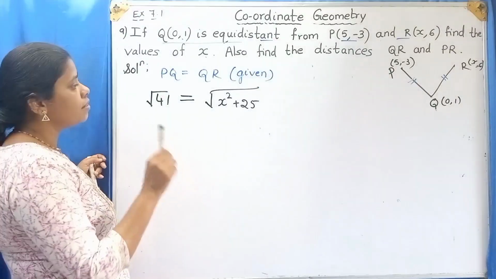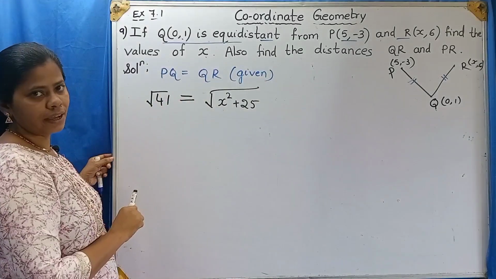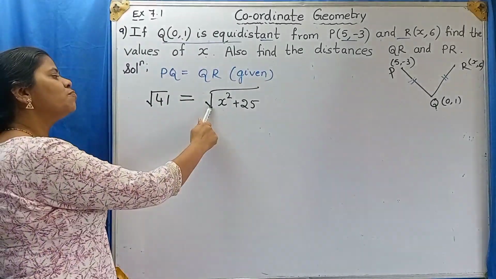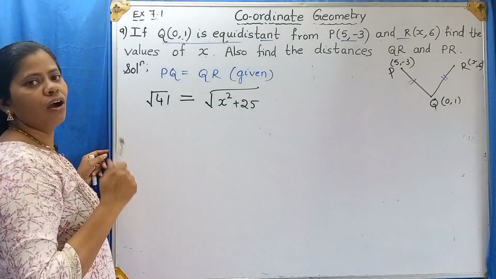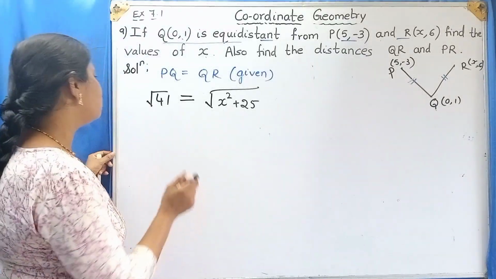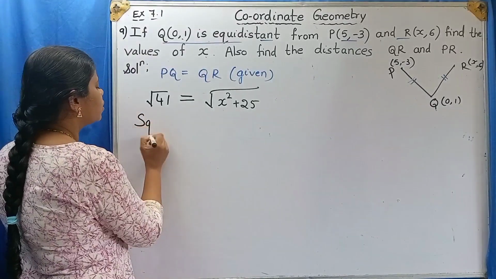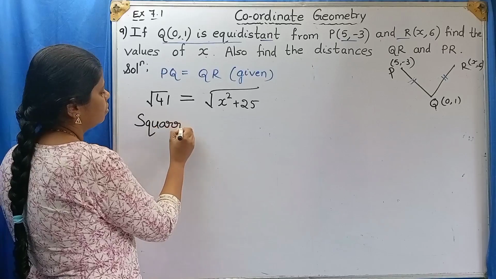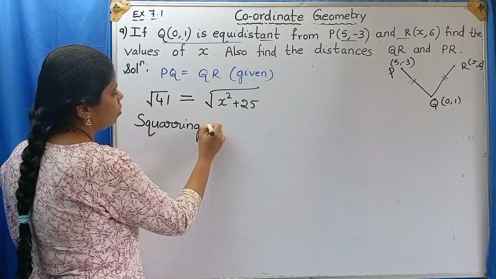Our intention is to find out the value of x. So we have to remove this square root. How to remove this square root? Do the squaring on both the sides. Okay, squaring on both sides.